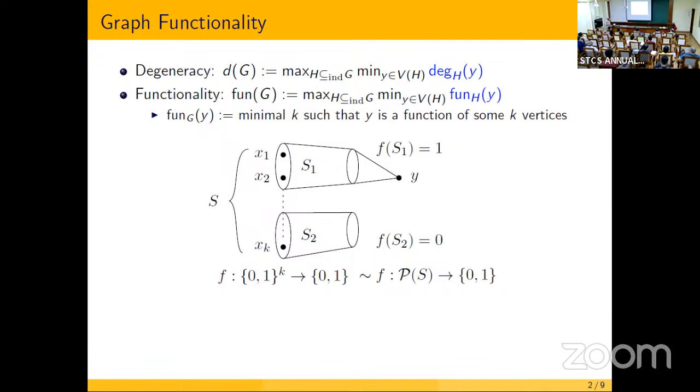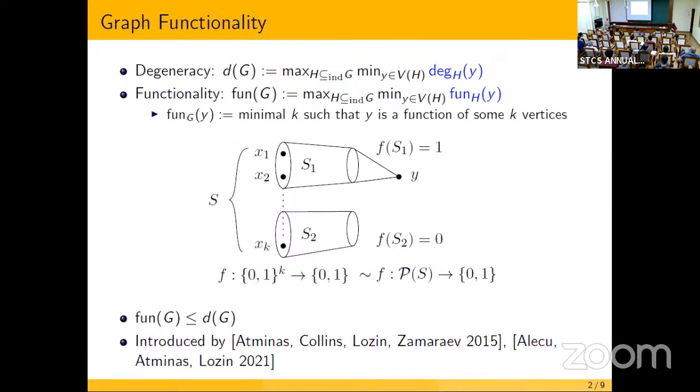Why is functionality connected to degeneracy? Because degeneracy is an upper bound of the functionality. Why? Because the degree of a vertex is a trivial upper bound of the functionality of the vertex. We can put all neighbors of y into the set S, and then no other vertex is connected to y, so we can take f to be constant 0.